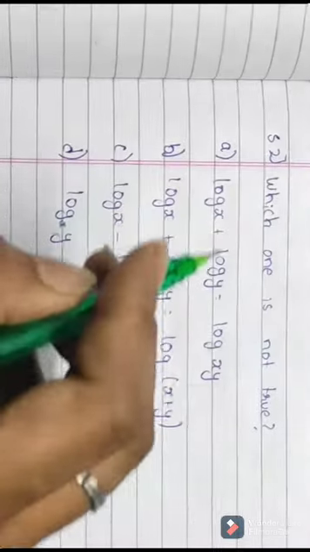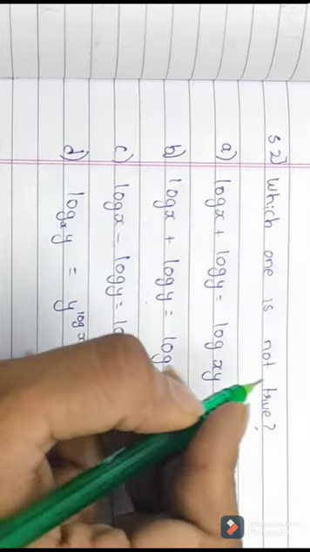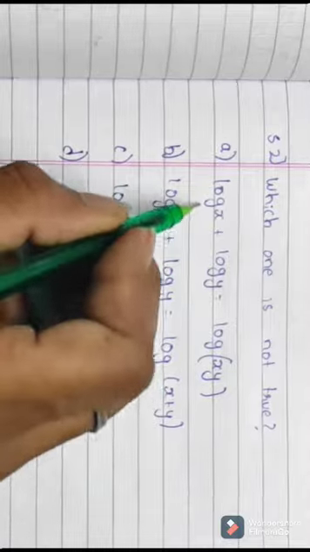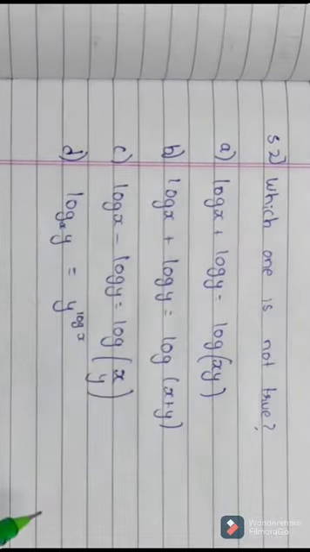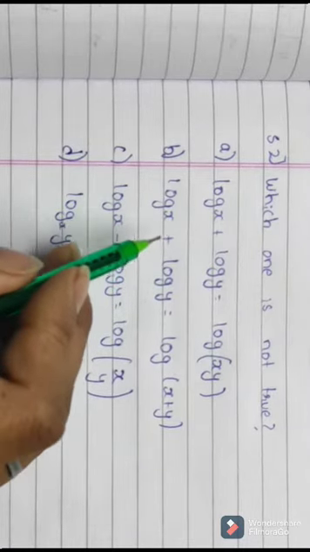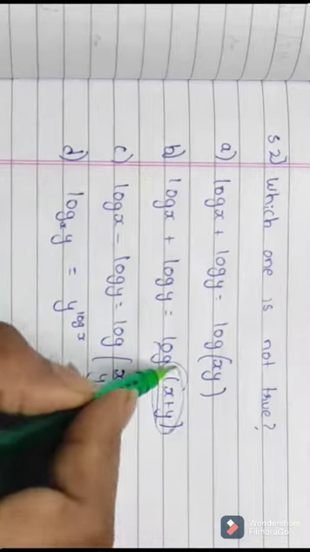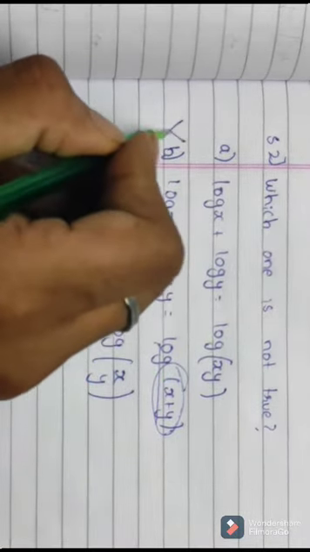Here we need to find which statement is not true. Now, log x plus log y equals log xy. According to the property this is true, as there is addition, we can multiply both the terms. Here again we have log x plus log y, but here we have the result log (x plus y). So obviously this is not true. So this statement is not true.